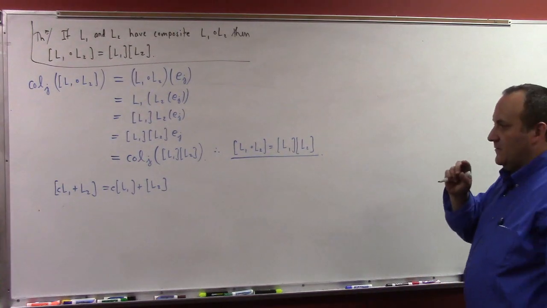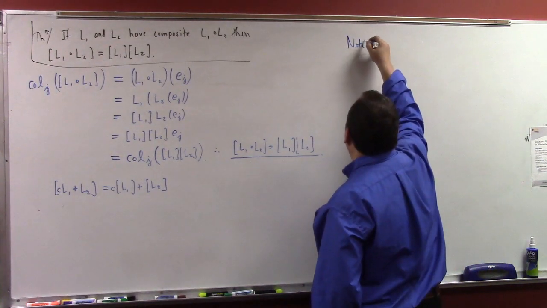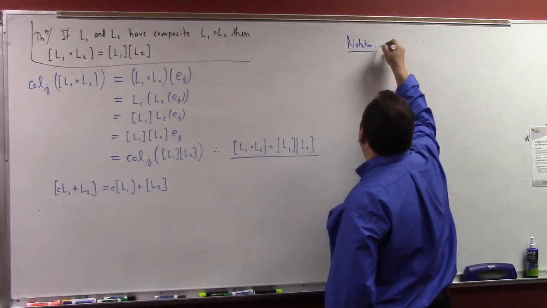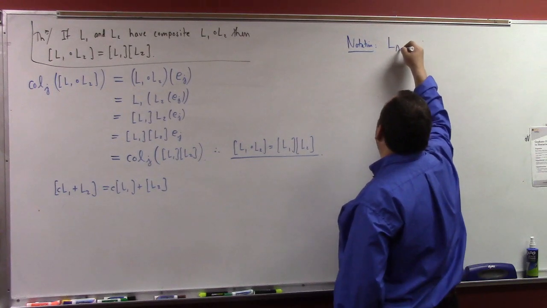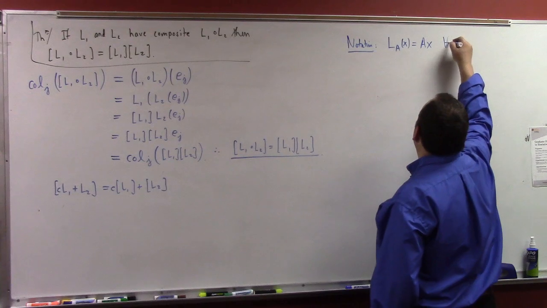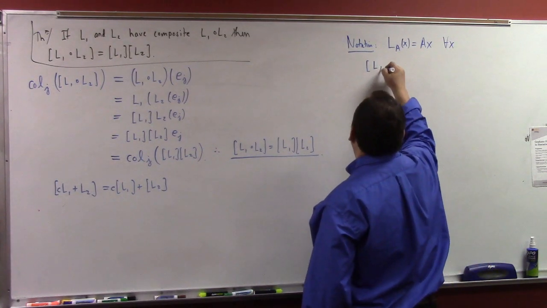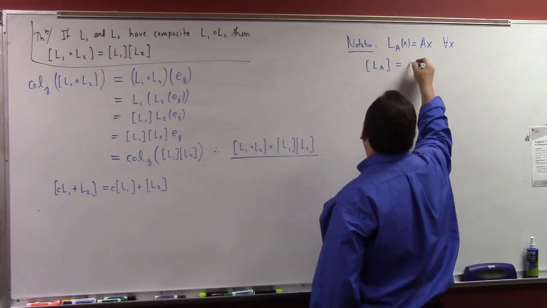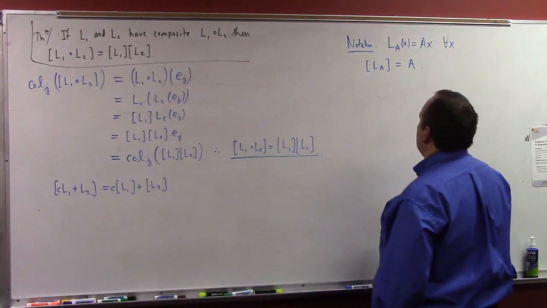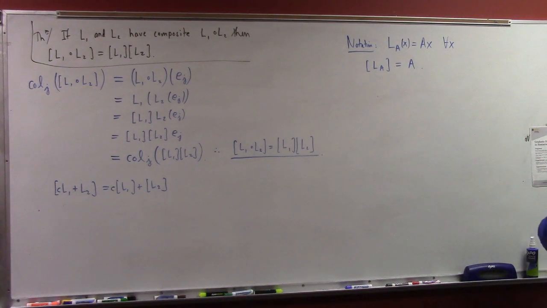All right. Now, also notation I should mention, lest I forget. L sub A of x equals Ax for all x. In other words, the matrix of L_A is equal to A. So this L sub A, I use this notation for the linear transformation defined by left multiplication of the matrix A. All right, so yeah.